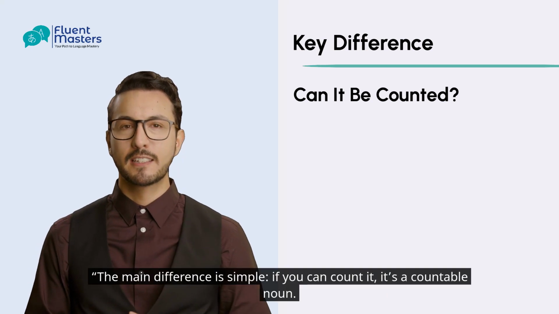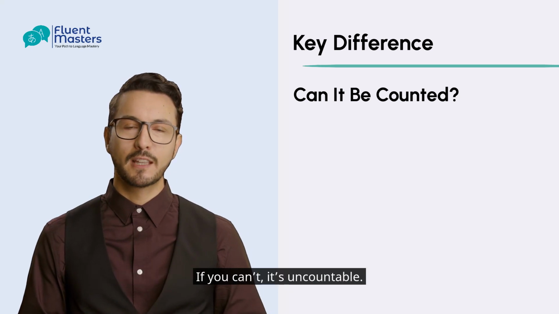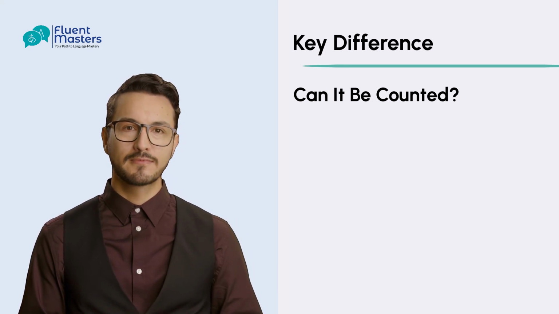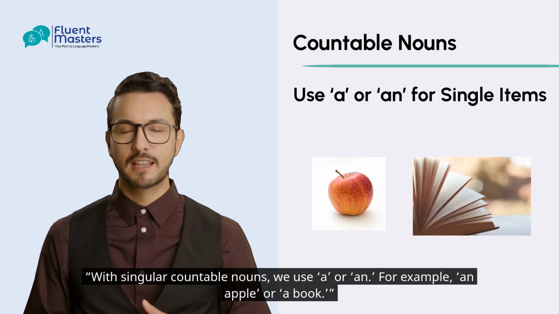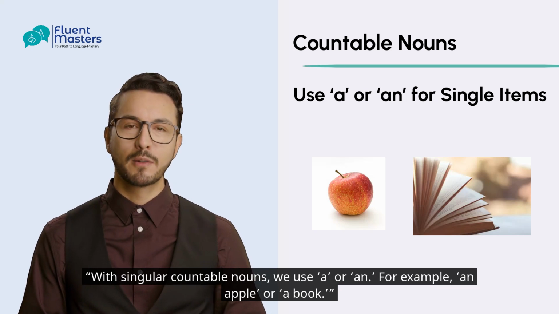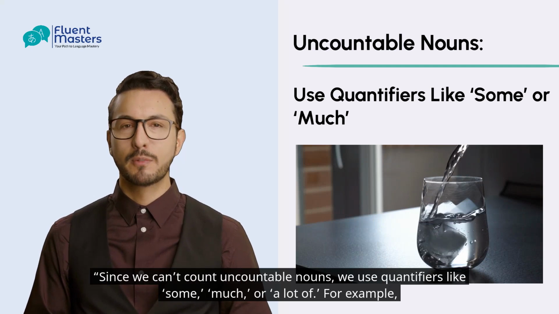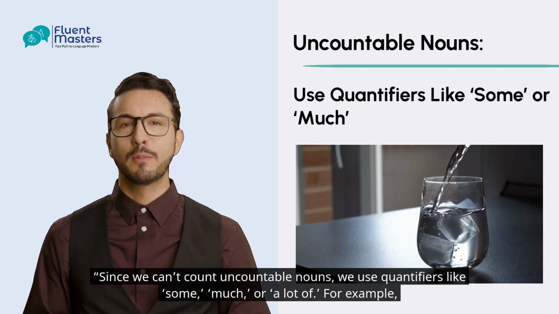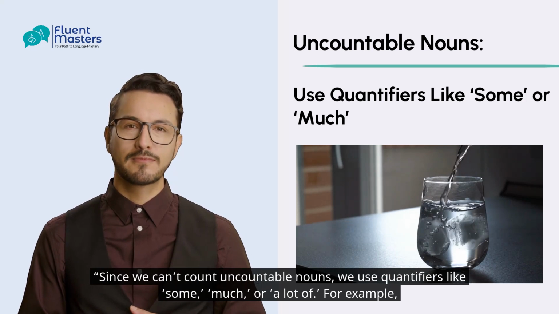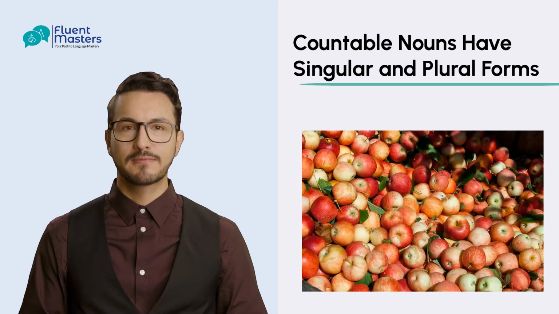The main difference is simple. If you can count it, it's a countable noun. If you can't, it's uncountable. With singular countable nouns, we use a or an, for example, an apple or a book. Since we can't count uncountable nouns, we use quantifiers like some, much, or a lot of. For example, some water or much knowledge.